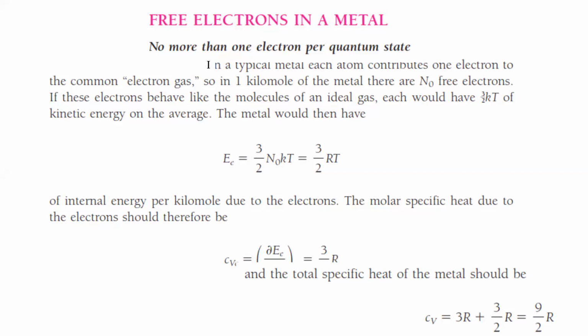So the molar specific heat due to the electrons should be equal to CV. I'm sorry, a little bit of the equation is cut. It should be del E del T at constant volume, obviously, because we are calculating specific heat at constant volume, and the denominator that is cut below 3 is 2, so 3/2 R. So CV is equal to 3/2 R. So what should be the total specific heat of the metal? Obviously, the total specific heat of the metal should be 3R plus 3/2 R. It should be equal to 9/2 R.